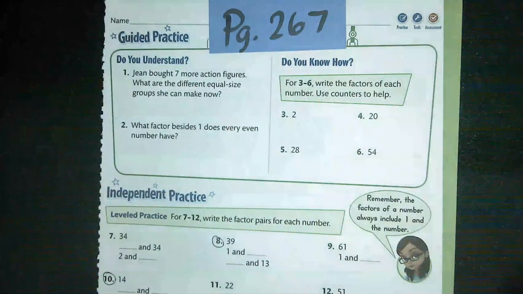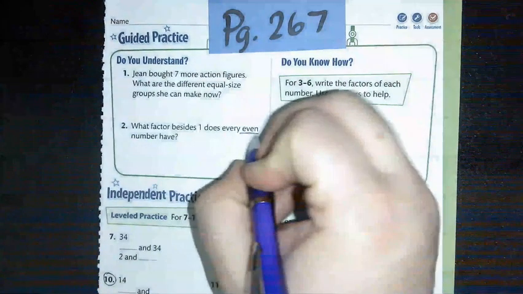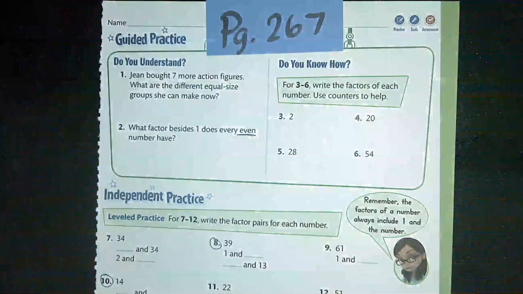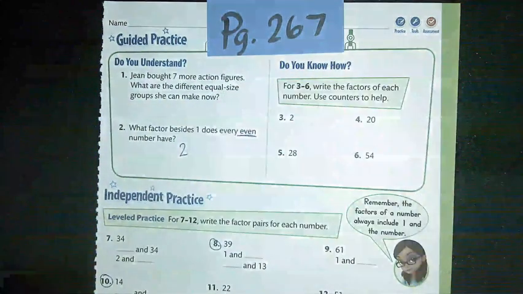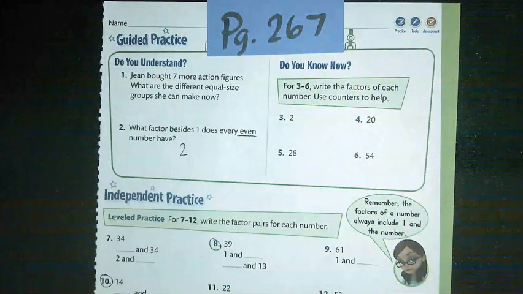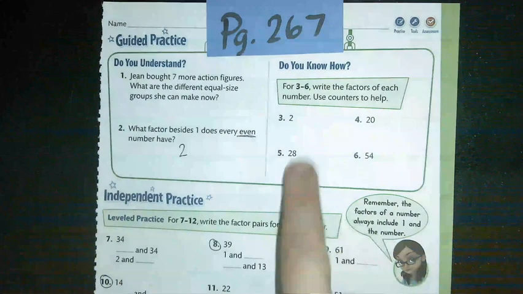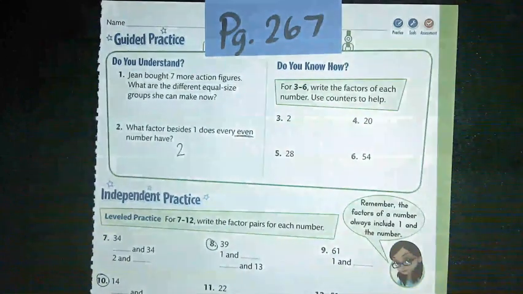Number 2 says, what factor besides 1 does every even number have? Every even number will be divided by what other number? 1 and 2. If it's an even number, you know that it's going to have a factor of 1, it's going to have a factor of 2. Now, it might have more, or that might just be it. But whenever we know that it's an even number, we know that it will have at least 1 and 2 as factors.